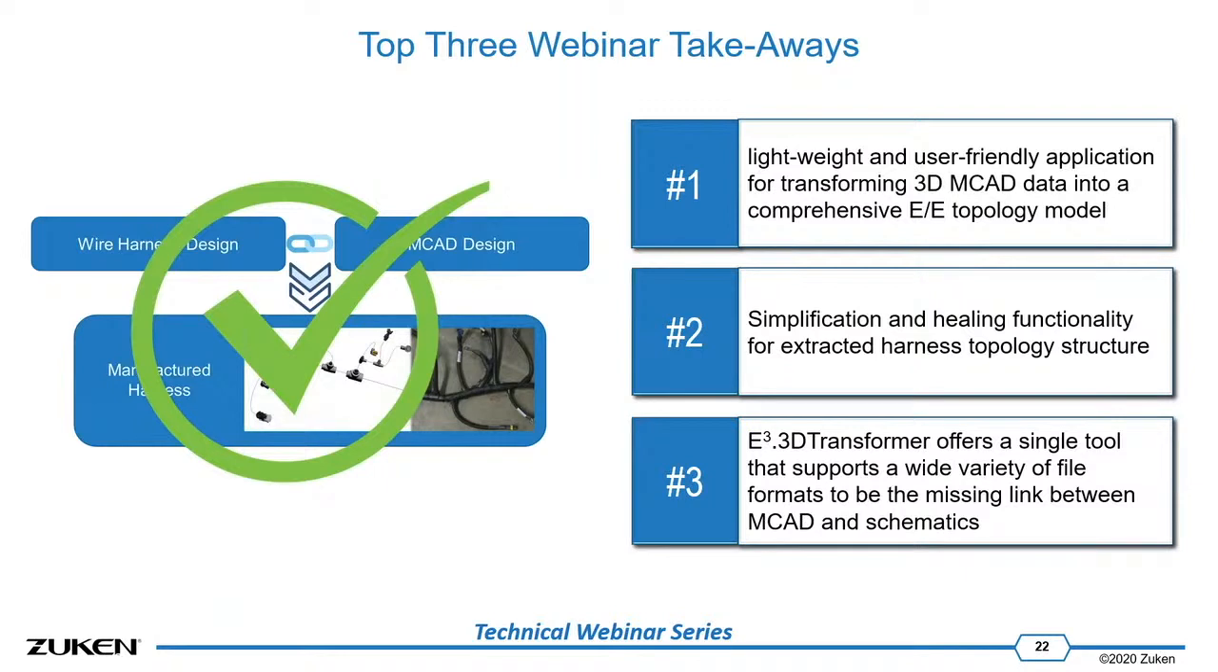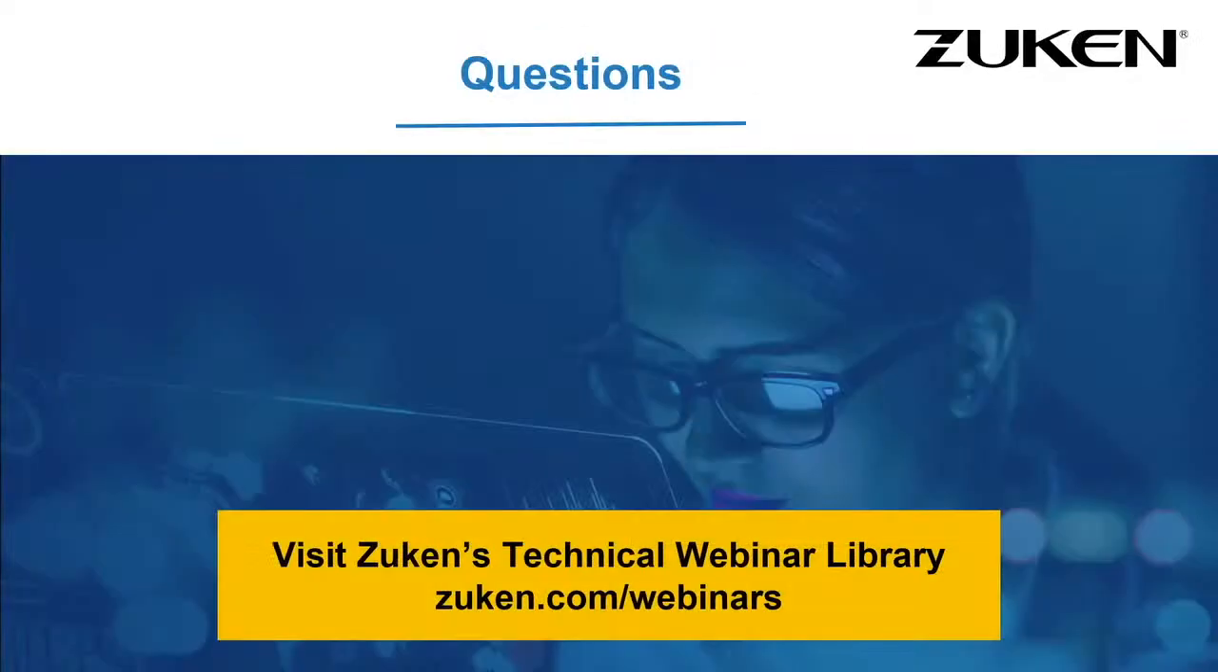Some of these, like we talked about, are CATIA, NX, SolidWorks, Autodesk Inventor, Creo, et cetera. These are just a long list of formats that are accepted into this tool. So I think this is one big takeaway to take. This is the missing link between the schematics and the MCAD engineer. So that's the last part that I have. I think we can leave some time at the end, like we talked about, for some questions.